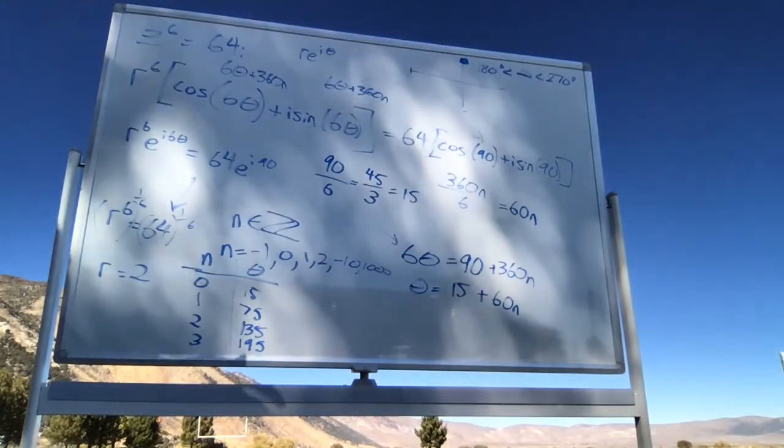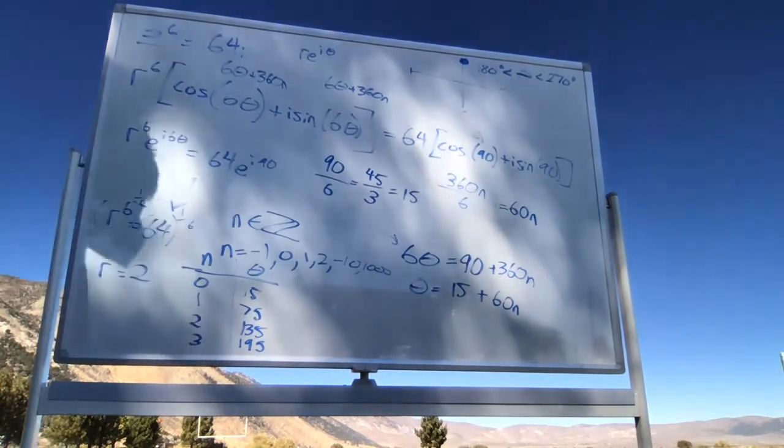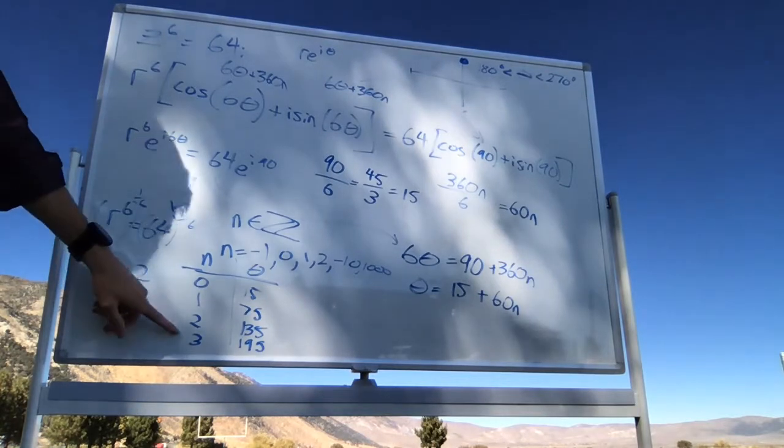All right, so we have our theta. Our theta is 195 degrees. I wonder if another one would work. Let's keep going. I want to see what happens when n is 4.